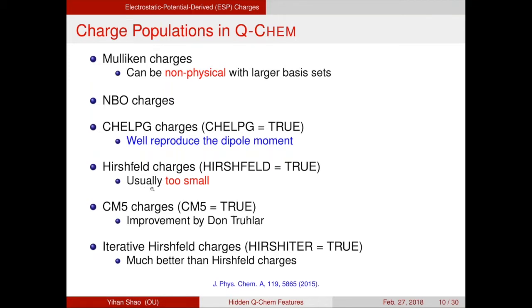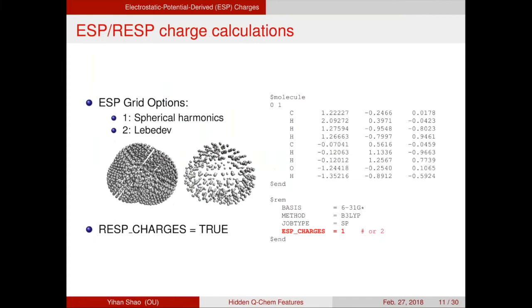Another way to correct the systematic error in Hirshfeld charges is to use the so-called iterative Hirshfeld scheme. The way to invoke that calculation is to put HIRSH_ITERATION equal true in the input file. In general, both CM5 and iterative Hirshfeld charges are much better than Hirshfeld charges. If you want to know more about these charges, you can read one of my papers published back in 2015.